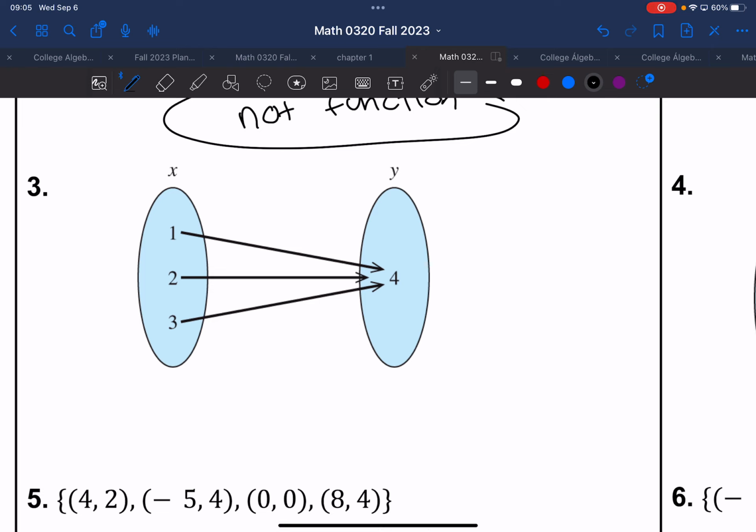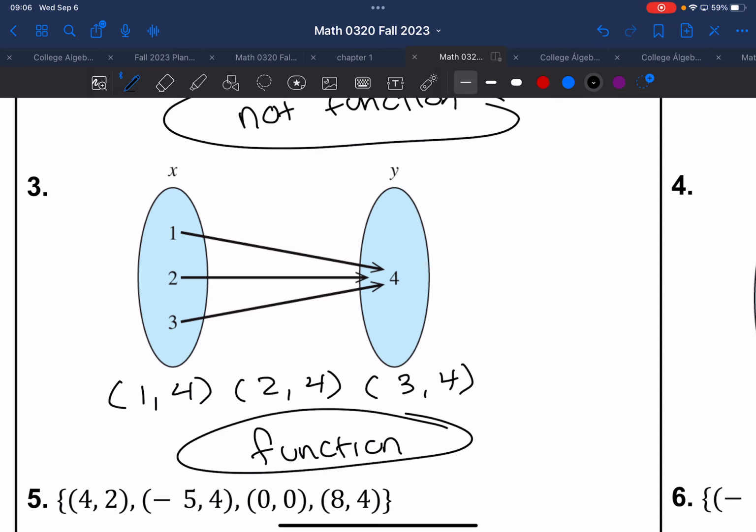Number 3, how many ordered pairs are we going to have? Good, 3 because of the 3 arrows. So we have 1, 4, 2, 4, and 3, 4. Notice how every single one of these x's are going towards the y value 4. Does that matter when we're checking if something is a function? No. So is this a function or not a function? It is a function because if we look at the x values, 1, 2, 3, none of them repeat.